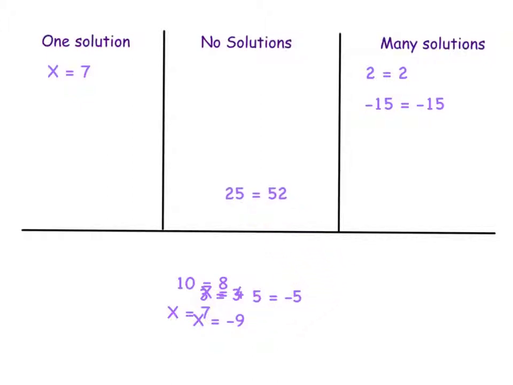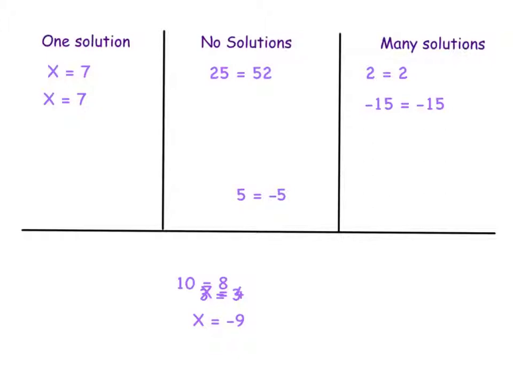25 equals 52. 25 will never equal 52, so that's no solution. There's nothing we could put in for x that would make a true statement. Oh, here's another: x equals 7. X equals 7, one solution. X will always be 7 for that equation.